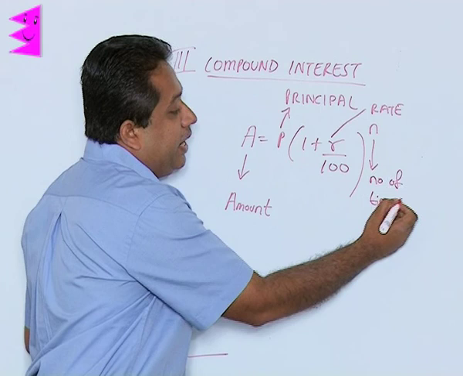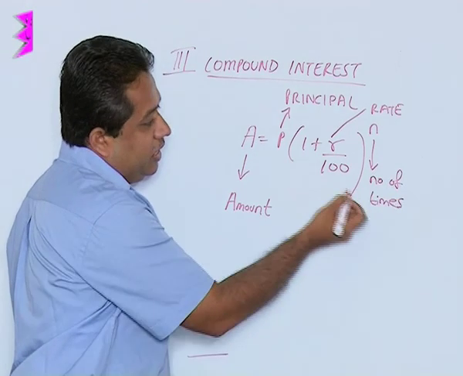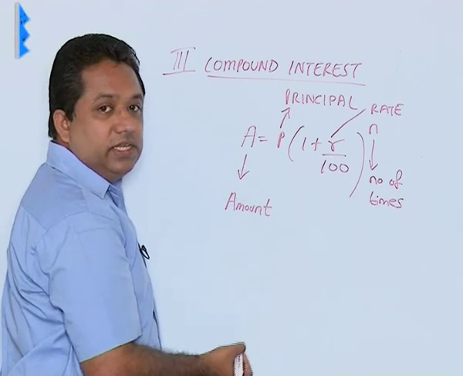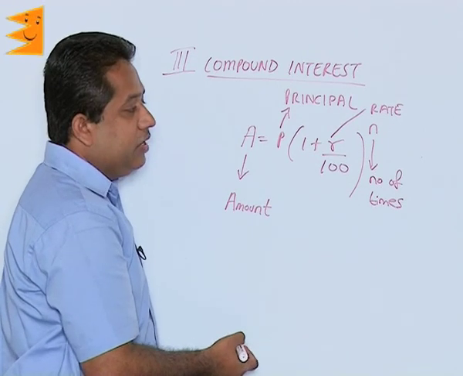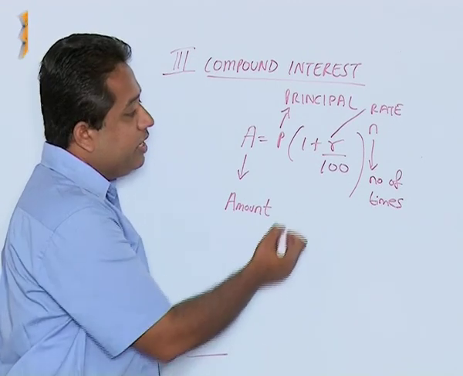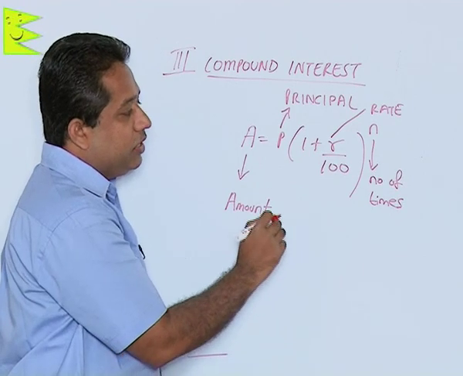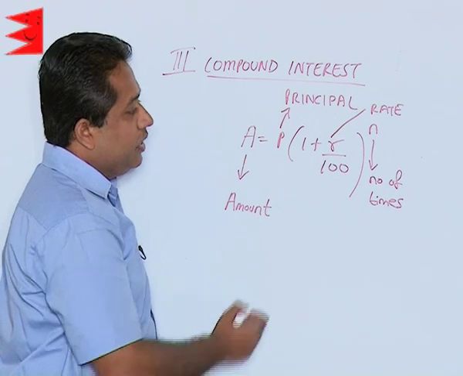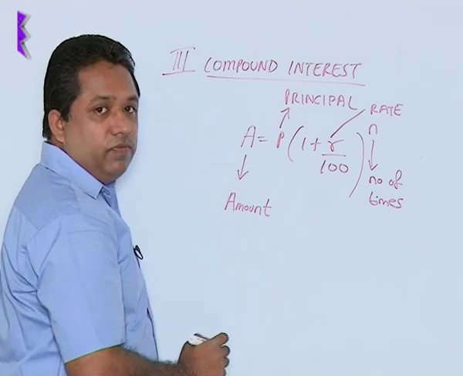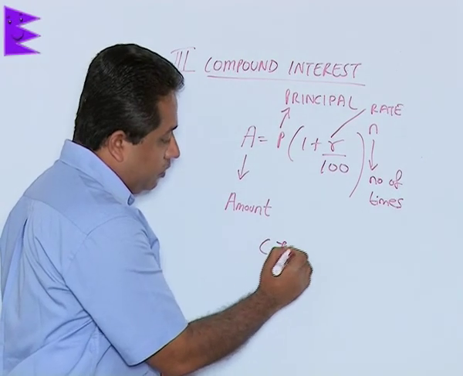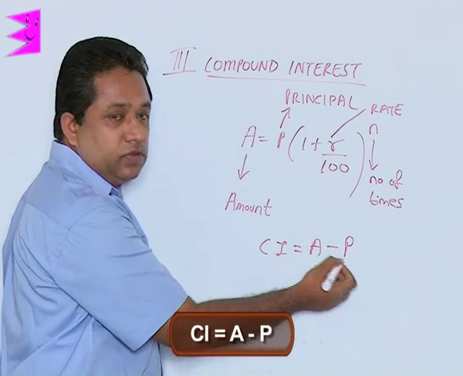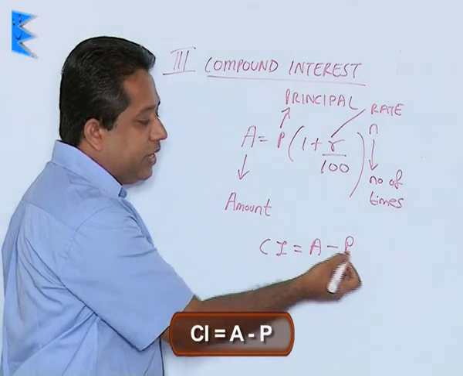Depending on the question, he can get the interest once a year. If it is half yearly, he will get twice a year. If it is quarterly, he will get 4 times a year. So, we will have to read the question very carefully about annually, half yearly or quarterly. In this case, the amount can be found out. To find the compound interest, we will use the formula A minus P. So, compound interest is amount minus principal.